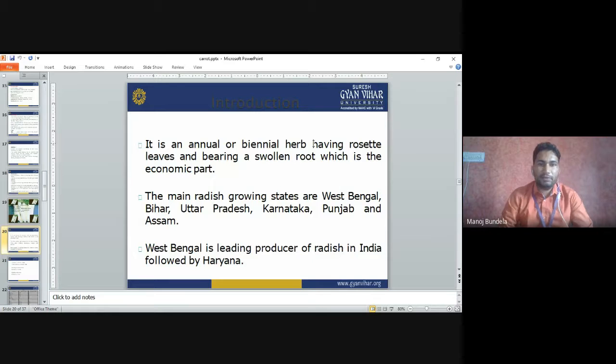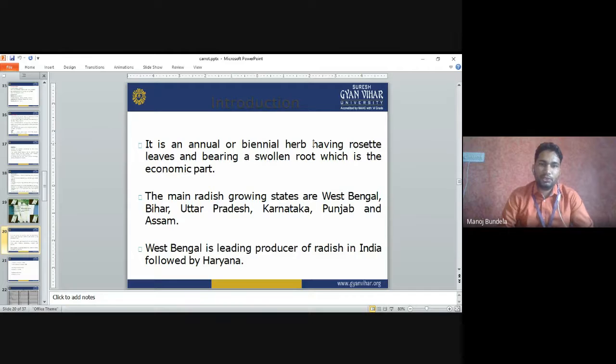Introduction. It is an annual and biennial herb having rosette leaves and bearing swollen roots, which are the economic part. I already told you, if you are growing for consumption purpose, then it is annual. If you are going for seed production purpose, then it is biennial.